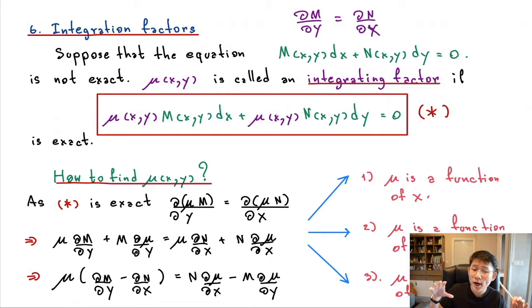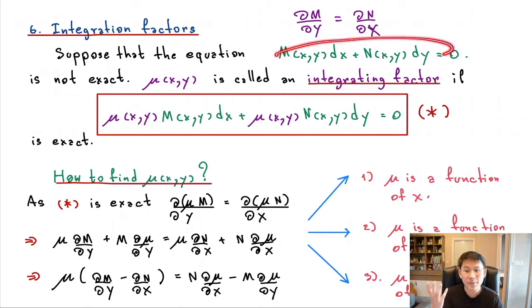So the question is how to find such mu, right? Because if we can find this mu, we can just multiply this equation by mu, and then we get an exact equation, and then we go back to the previous video, in the previous approach. But how to find that mu?